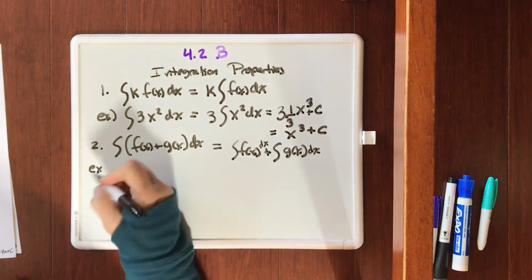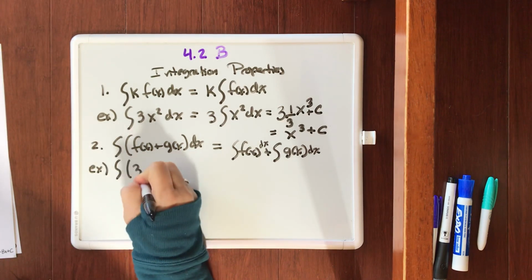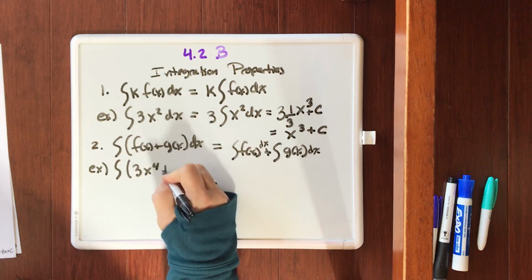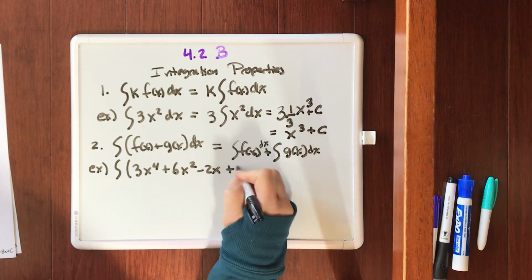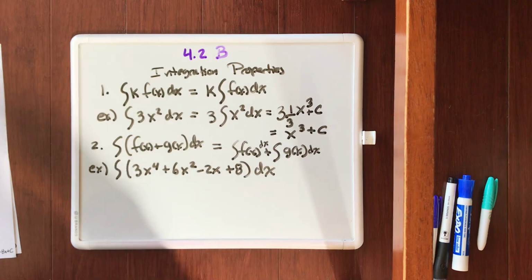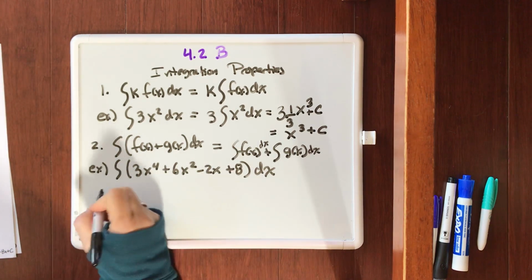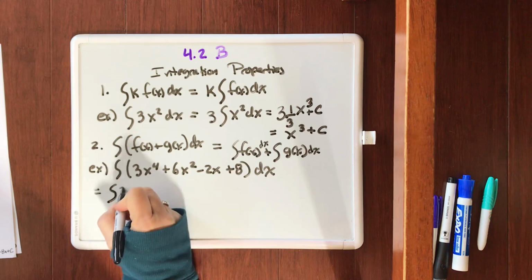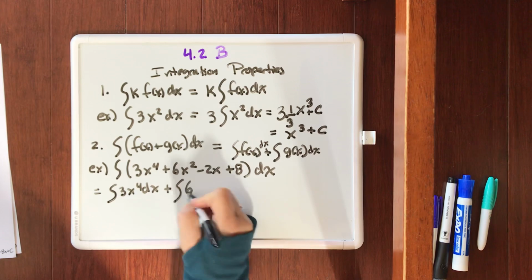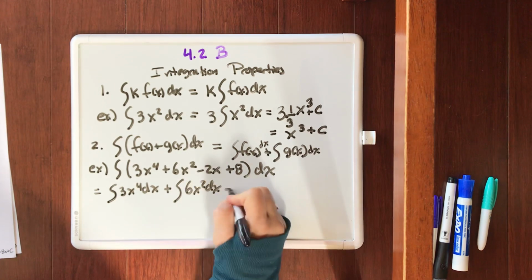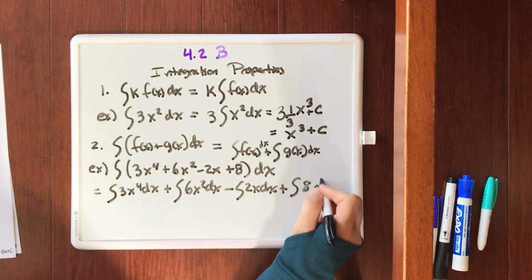This is going to take a lot of space. I don't know if I'll get it all on this one board. We're going to integrate 3x to the 4th plus 6x squared take away 2x plus 8 dx. Okay, we're going to use this property and split them all up. So we're integrating 3x to the 4th dx plus the integration of 6x squared dx minus the integration of 2x dx plus integration of 8 dx.